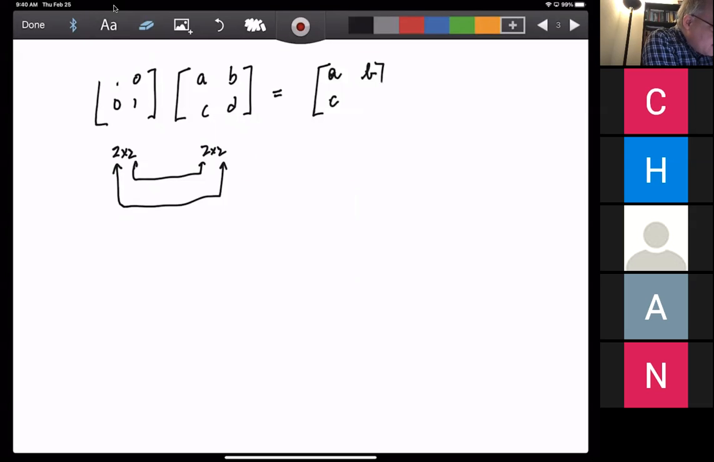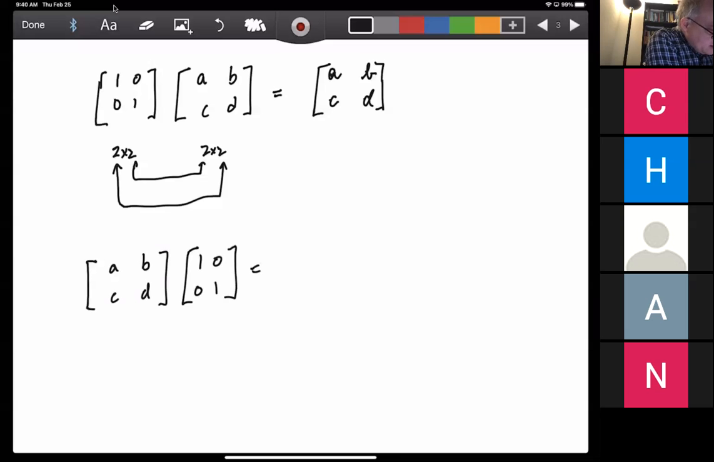Over here, we use first row, second column, we get our D entry. All right, so that does the job. And what happens if we actually go on the other side? Okay, so again, we go across the row on the left, down the columns on the right, we pick out an A, we pick out a B, we pick out a C, pick out a D.